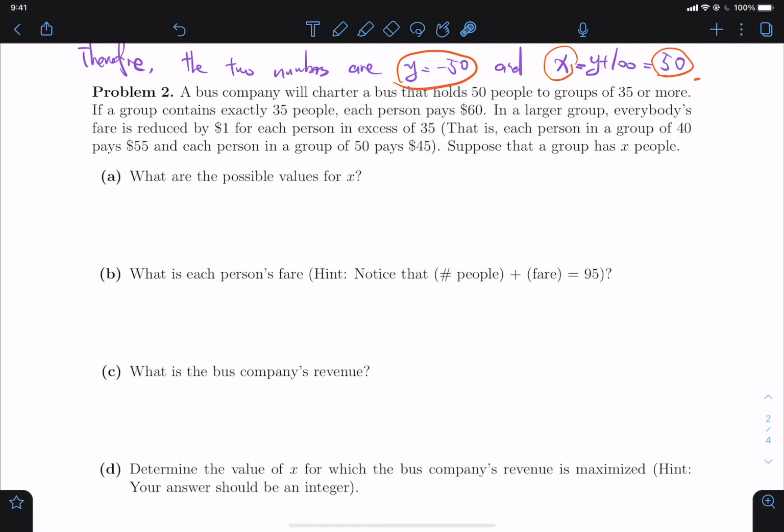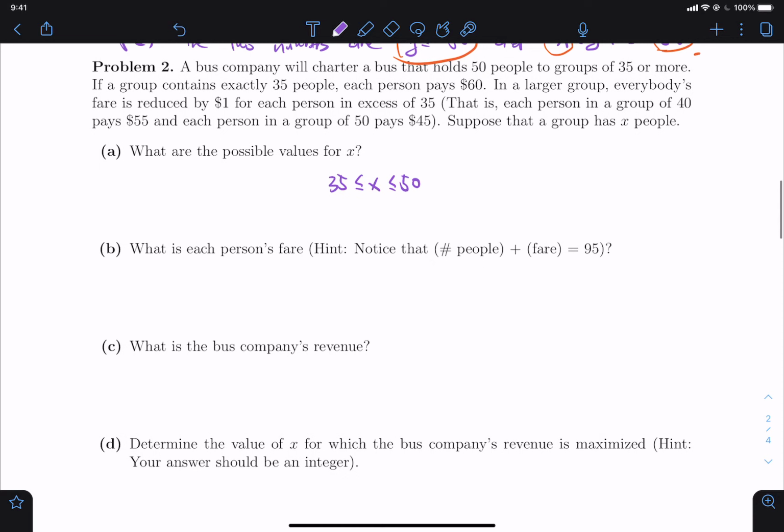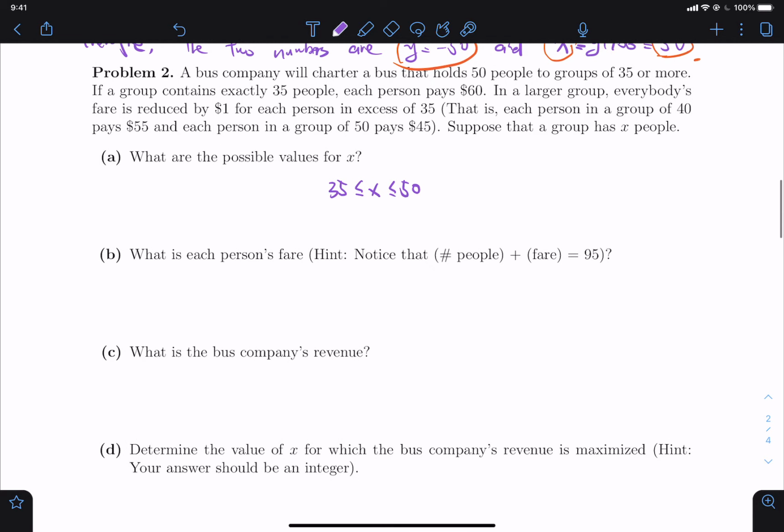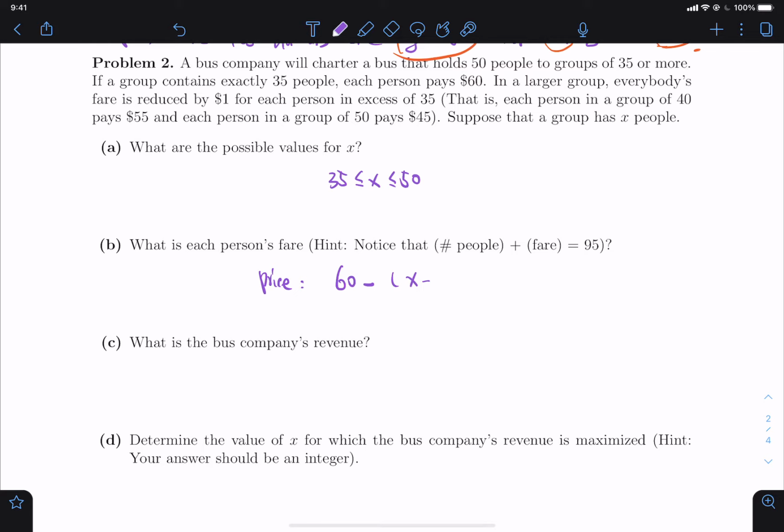And question B, what is each person's price? As I said, the price will be the original price 60 minus the number of people in excess of 35, so it's 60 minus (x minus 35). That gives you 60 minus x plus 35, which is 95 minus x. That is each person's price, 95 minus x.